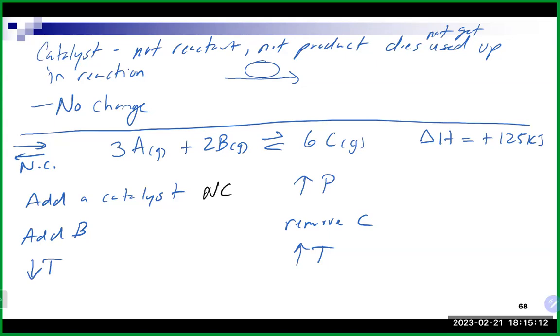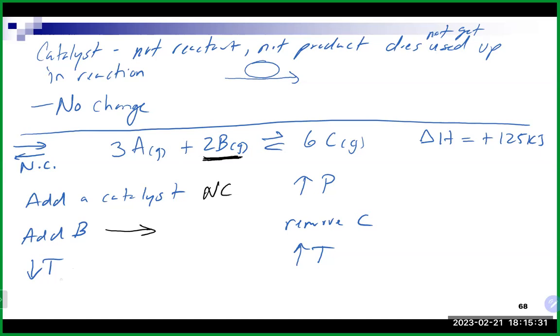No change. Yes, so again, you'll get to equilibrium a little quicker probably, but it really won't cause a change to occur. If we add B, when we add, it goes away. So B is a reactant, so we would expect it to shift to the right-hand side in this case.